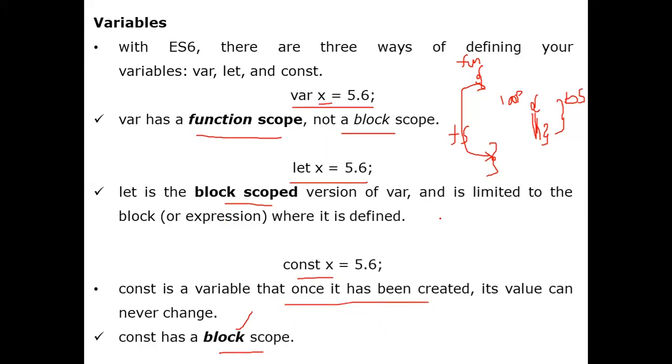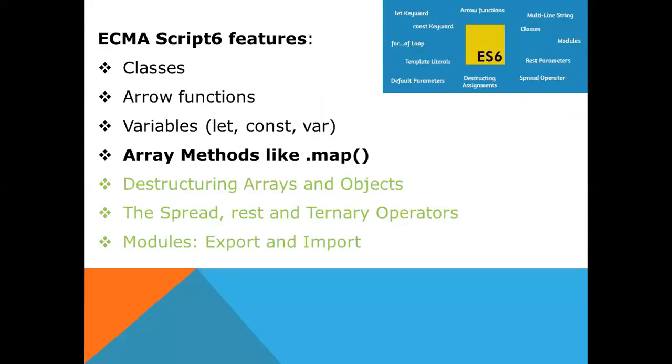We can use let in expressions, where it is defined. Var you can use wherever you want. So in ES6 we can declare variables in three ways: var, let, and const. The var scope is up to the function scope, whereas let and const have only block scope. Clear?